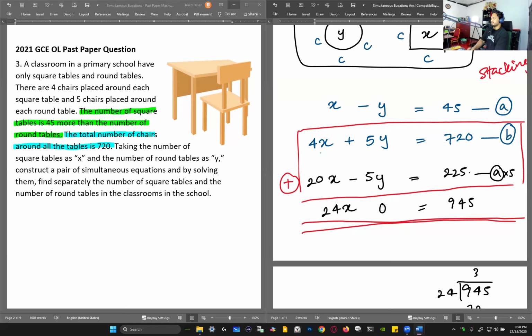I made a mistake here. I'll tell you what the mistake is. It's good that we made this mistake. Do you see, Miss Fatima? 45 multiplied by 5 is 225. Negative y multiplied by 5 is negative 5y. X multiplied by 5 is 5x.